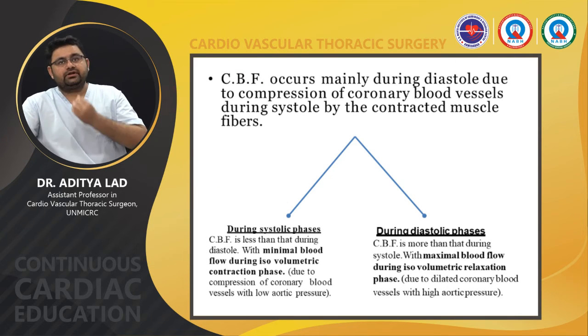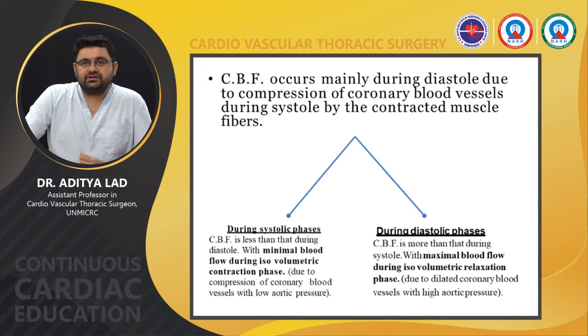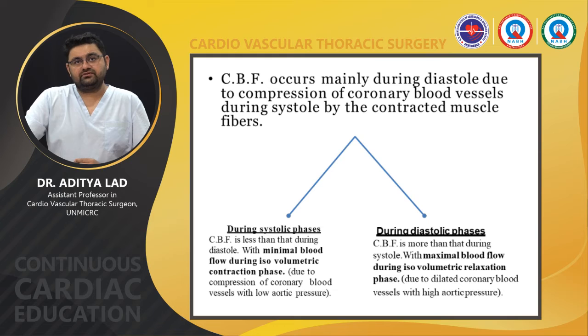Now, coronary blood flow mainly occurs during the diastole, due to compression of the coronary blood vessels during systole by the contracted muscle fibers. Now during systole, what happens? Coronary blood flow is less than that during the diastole, with minimal blood flow during the isovolumic contraction phase. It is because of compression of the coronary blood vessels with a low aortic pressure.